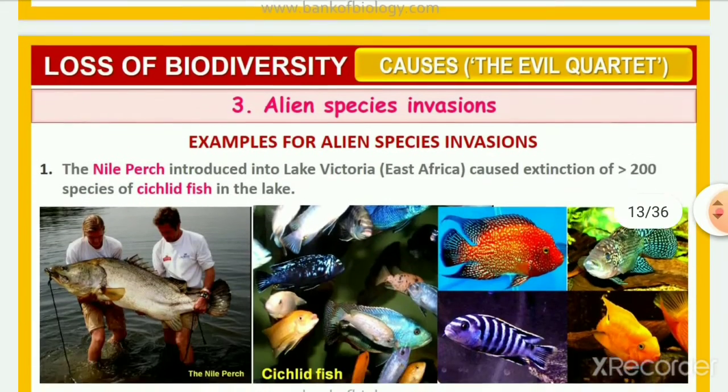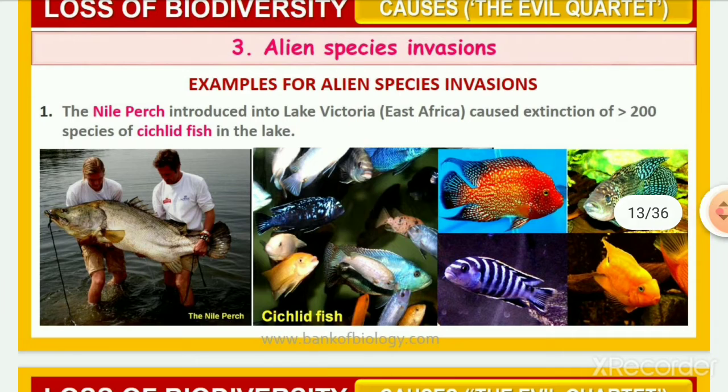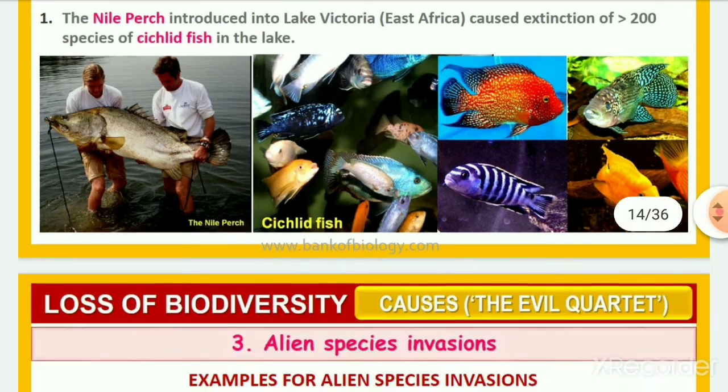Okay, so there are many examples. For example, there is the example of Nile perch. Nile perch, this is a big fish you can see here. This Nile perch was introduced in Lake Victoria, which is located in East Africa, and now it is believed that this Nile perch has led to the extinction of more than 200 species of cichlid fishes in the lake. So you can see that Nile perch is the alien species which has led to the extinction of indigenous species found in that lake. So this is one example.